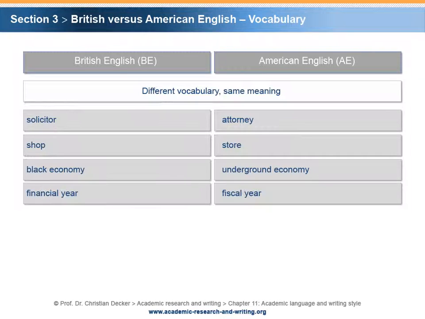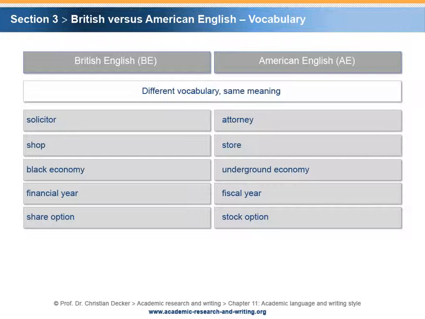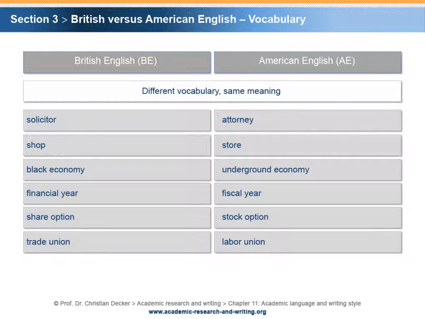British English, financial year. American English, fiscal year. British English, share option. American English, stock option. British English, trade union. American English, labor union.